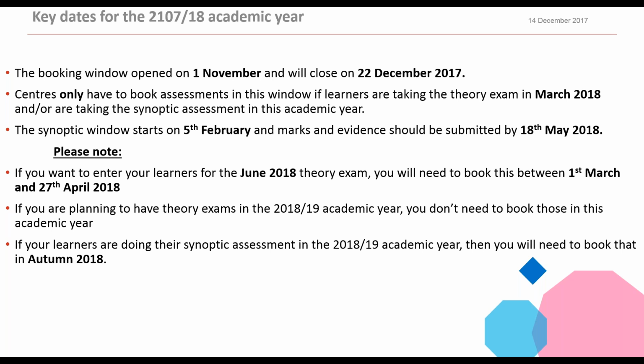Please note, if you want to enter your learners for the June 2018 theory exam, you'll need to book this between the 1st of March and the 27th of April. If your learners are sitting the knowledge test in March 2018 for their first attempt, you will get their results through on the 23rd of April. If you have any learners that want to improve their grade, or if they do not pass, you only have 1 week to be able to rebook them in for the summer series test.